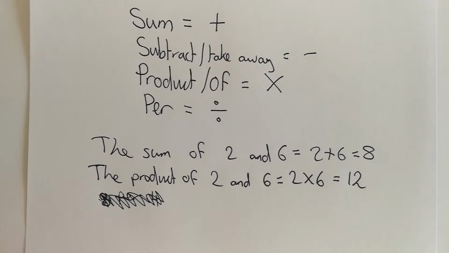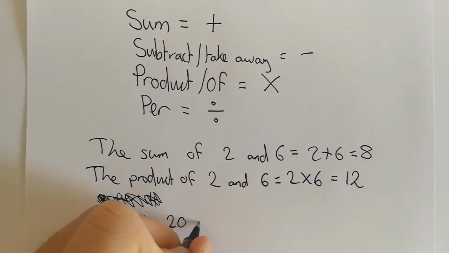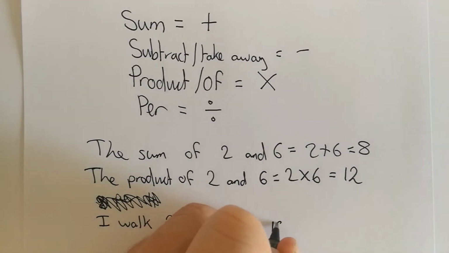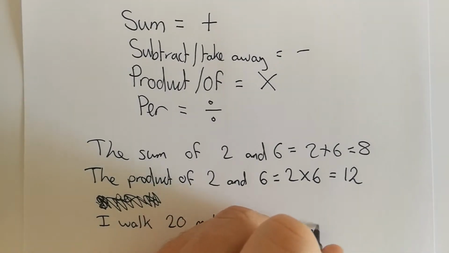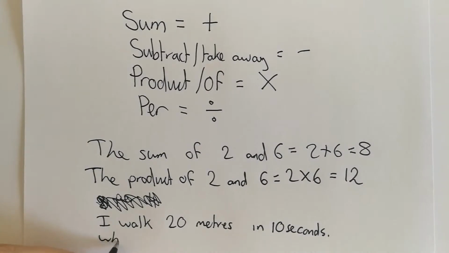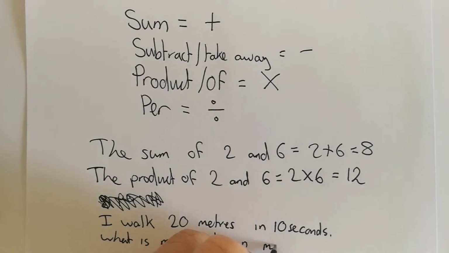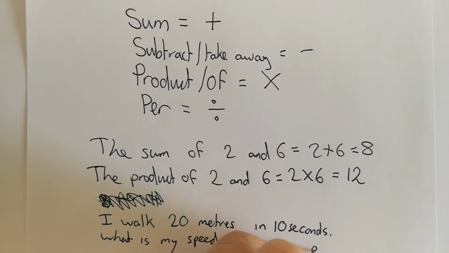But we could, in fact, have something like, I walk 20 meters in 10 seconds. What is my speed in meters per second?